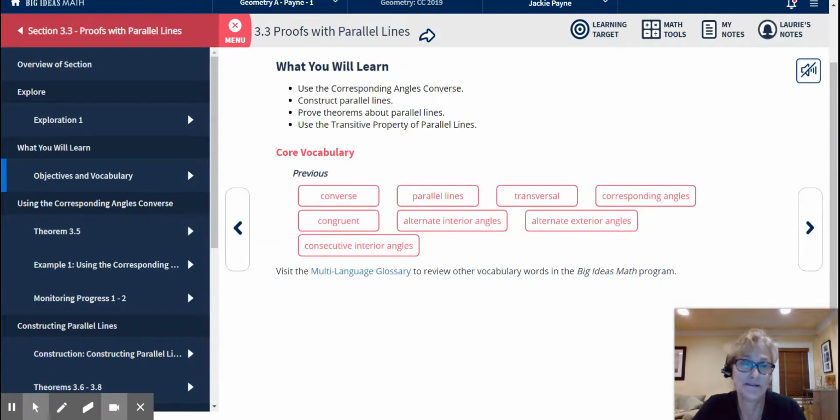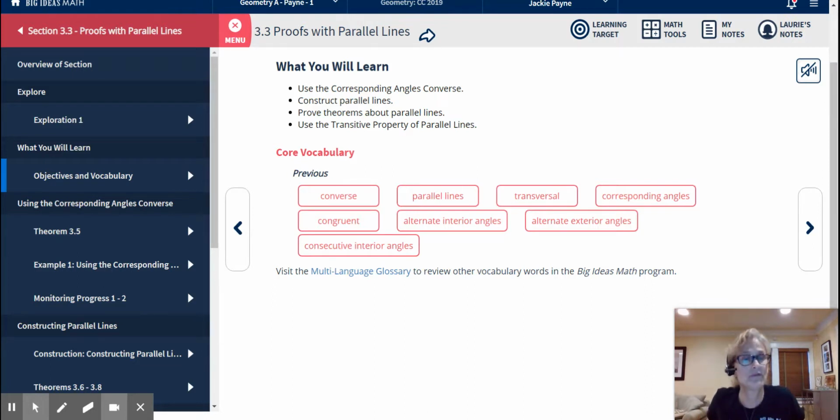Hi, geometry scholars. So today we're going to talk about section 3.3. We're also going to do some review problems from 3.2, but for right now, I'm going to present some examples through the book resources, and we're going to talk about proofs with parallel lines.